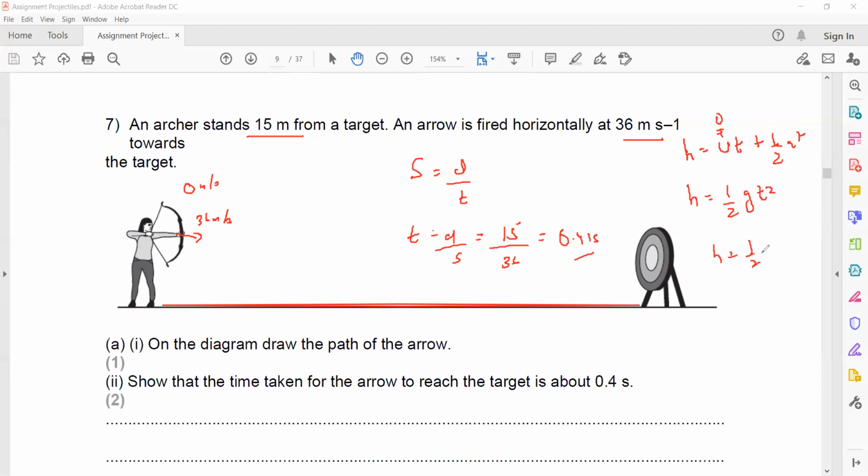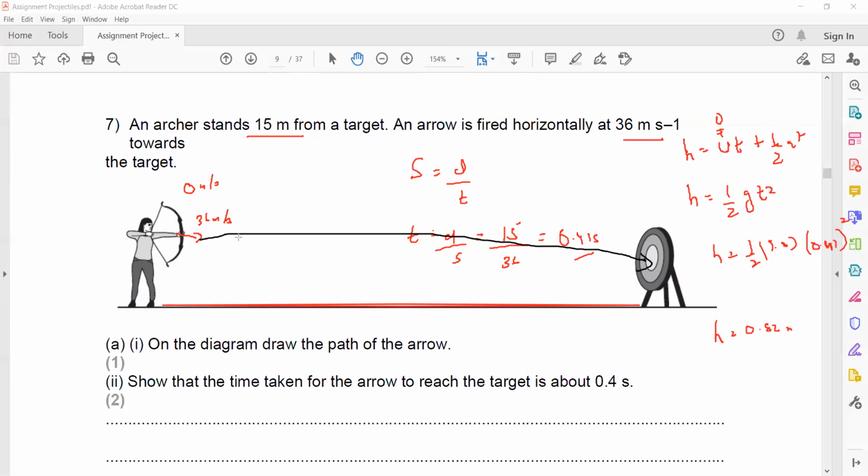So h is equal to 1 by 2, gravity is 9.8, and time squared is 0.41 square. So 0.41 square multiplied by 9.8 divided by 2 gives 0.82 meters. This is the height covered by this arrow when it hits the target.